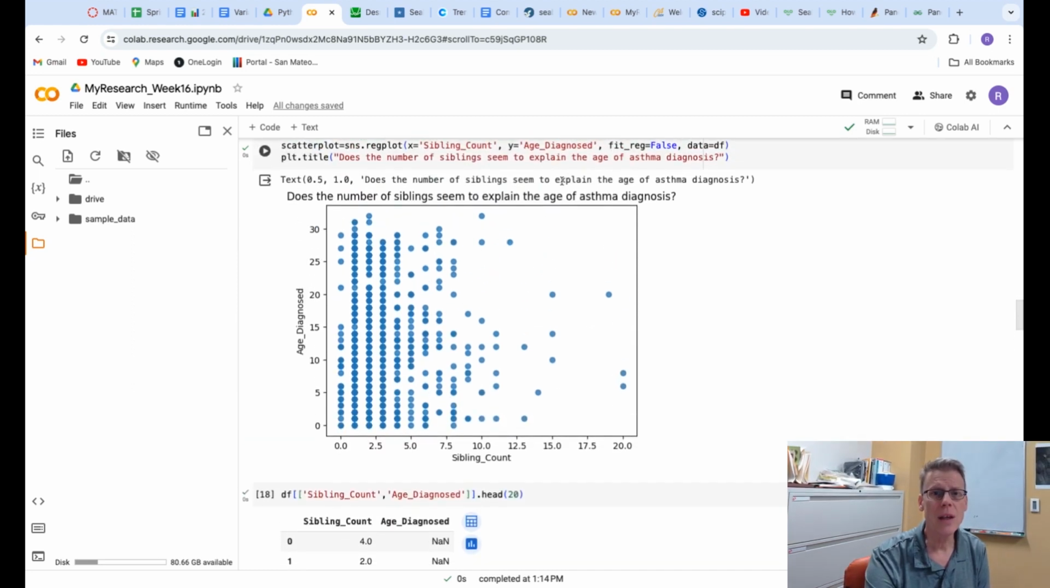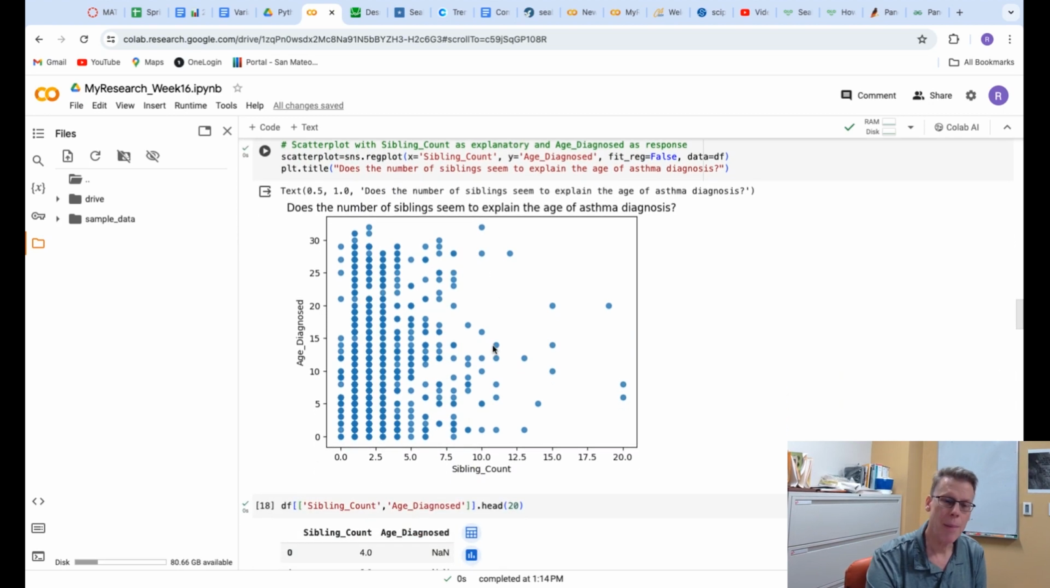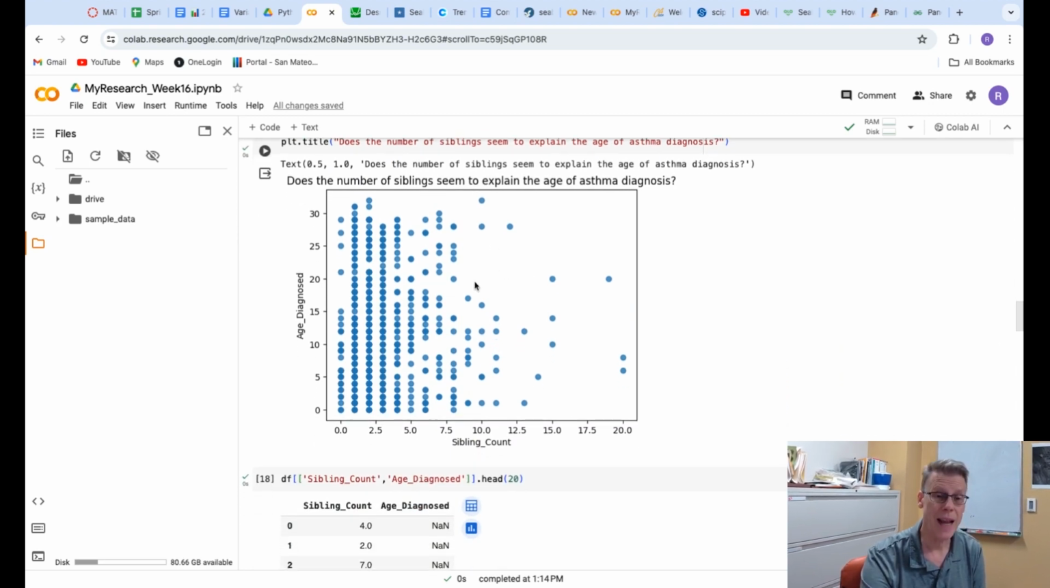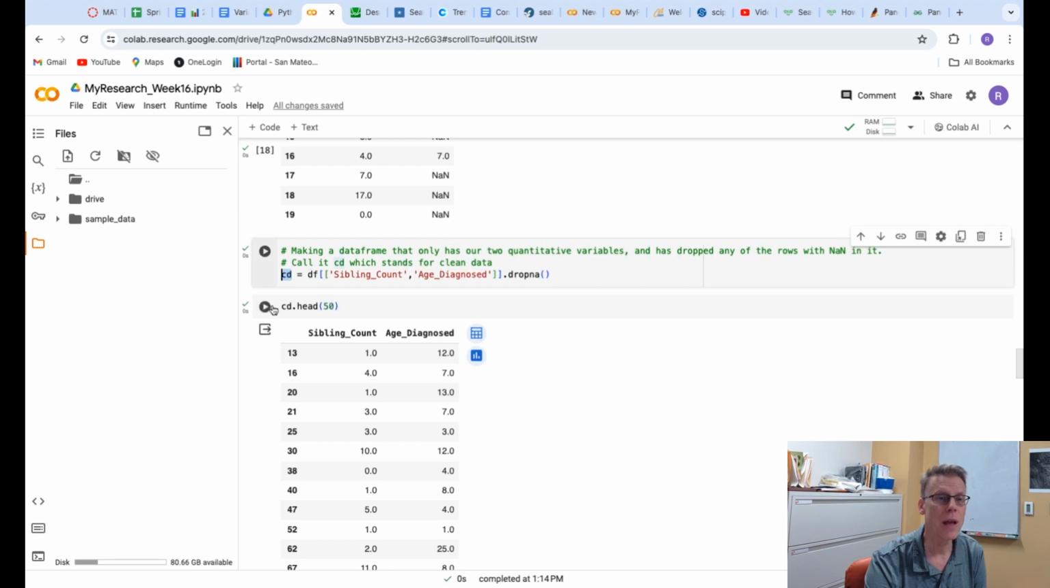Now, this works even with the NANs. It just skips the NANs. But the actual hypothesis test doesn't work if you have NANs in there. So the very first thing we want to do is drop the NANs. So I'm making this new data frame, which only has these two variables in it, and I've dropped all the NANs. So when I look at the first 50 of those, it doesn't have any of these NANs.